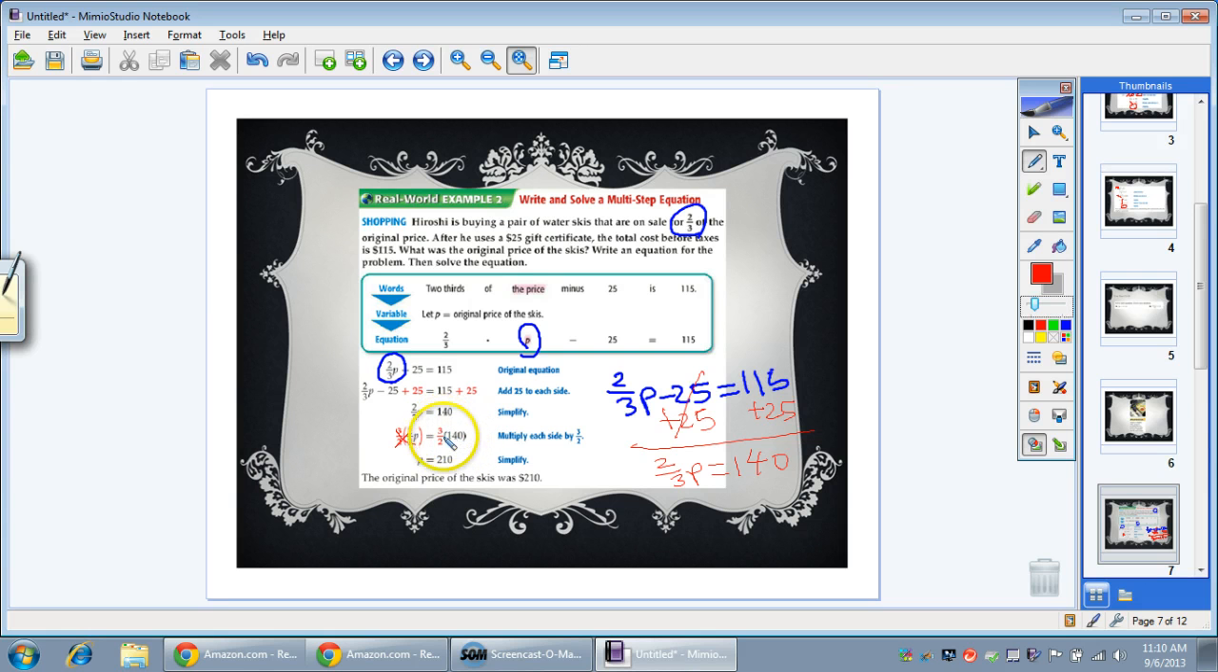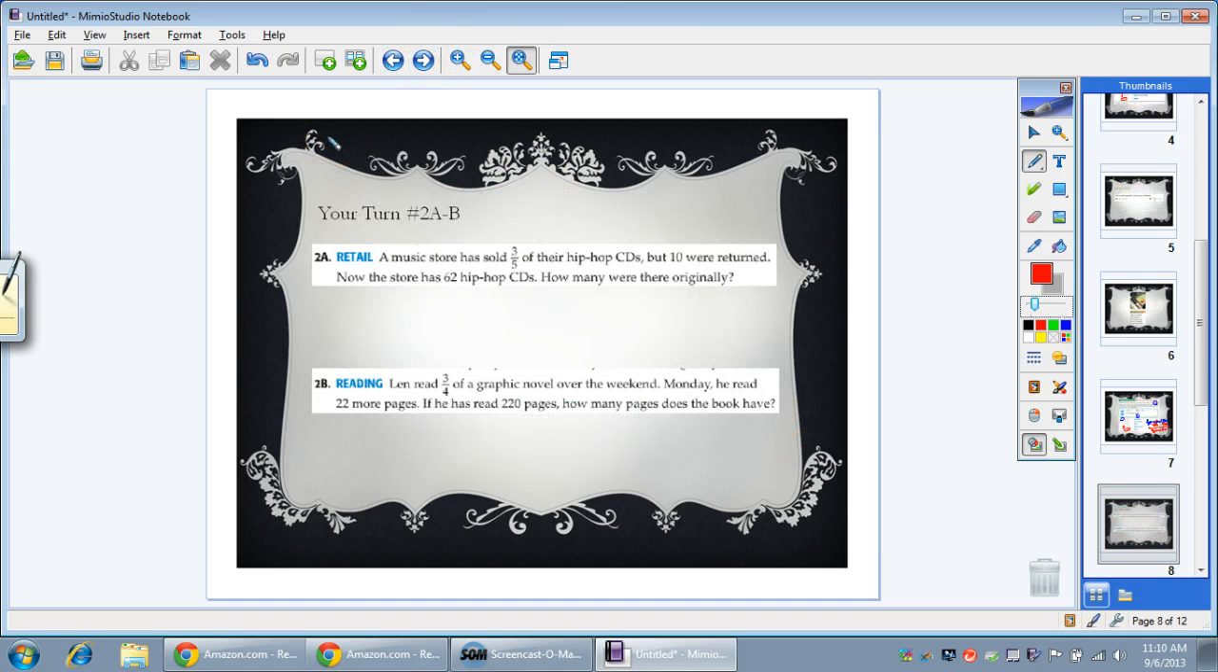So you can do 3 divided by 2 times 140, or you can do 3 times 140 divided by 2. Either way, you get the same answer, 210. Original price was $210. Here's your turn, number 2A and 2B. So go ahead and stop the video, do those two problems, and come back when you are done.